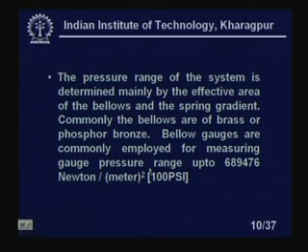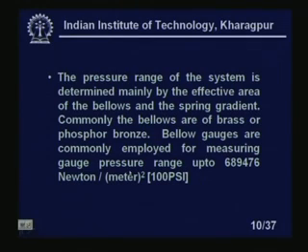The pressure range of the system is determined mainly by the effective area of the bellows and the spring gradient. Commonly the bellows are of brass or phosphor bronze. These are the basic materials used for the bellows, and these are basically annular rings welded at alternate points. Bellow gauges are commonly employed for measuring gauge pressures up to 689,476 Newton per meter square, that is 100 psi typically, and the bellow materials are brass or phosphor bronze. Brass is the most widely used bellow material.